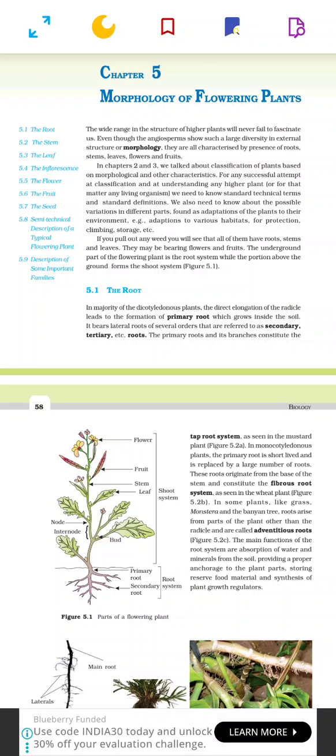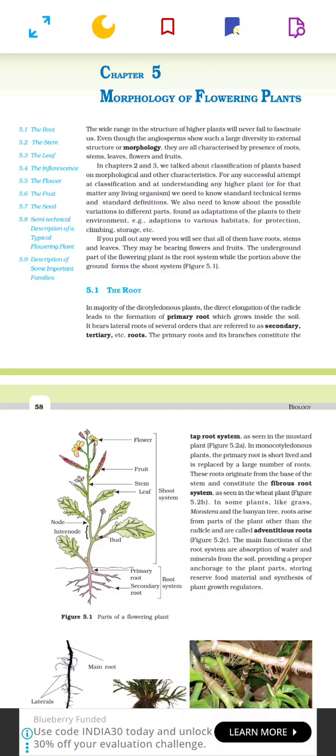The main functions of the root system are absorption of water and minerals from the soil, providing proper anchorage to the plant parts, storing reserve food material, and synthesis of plant growth regulators like auxin.